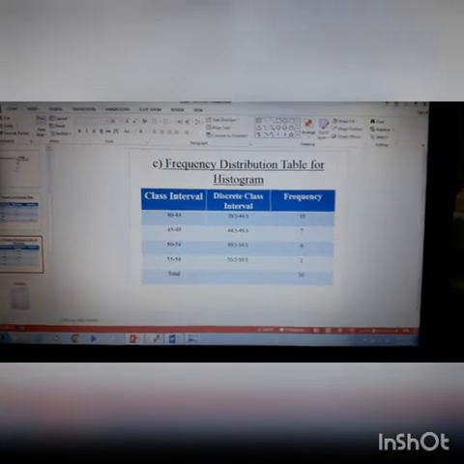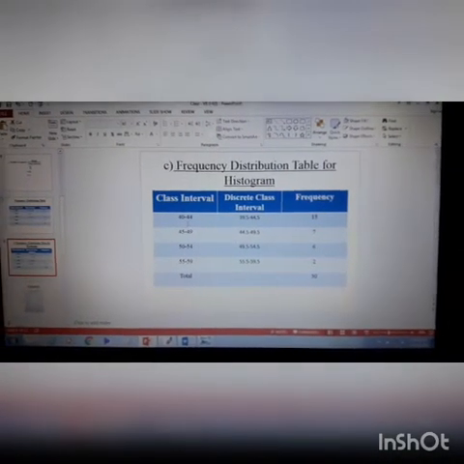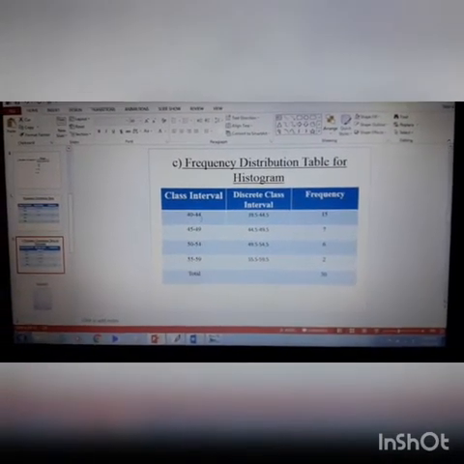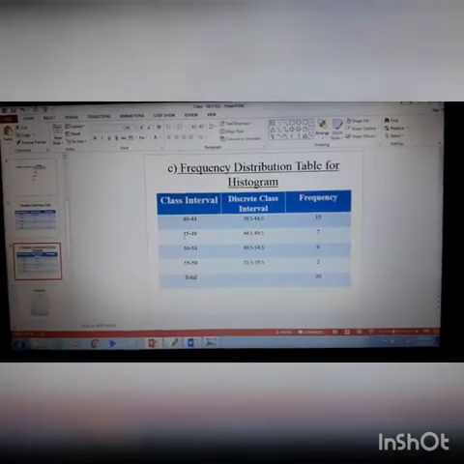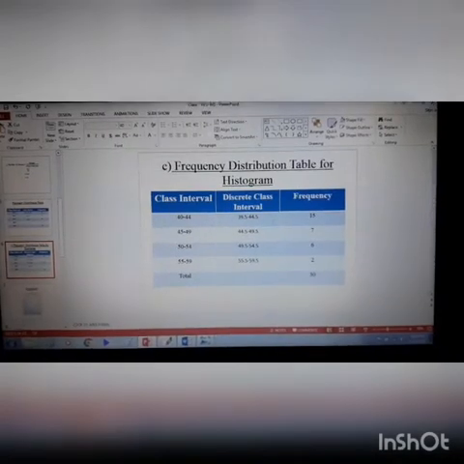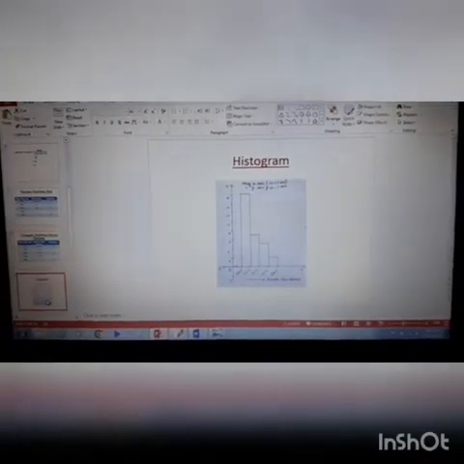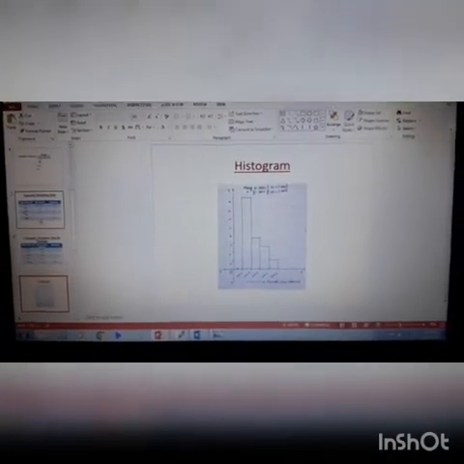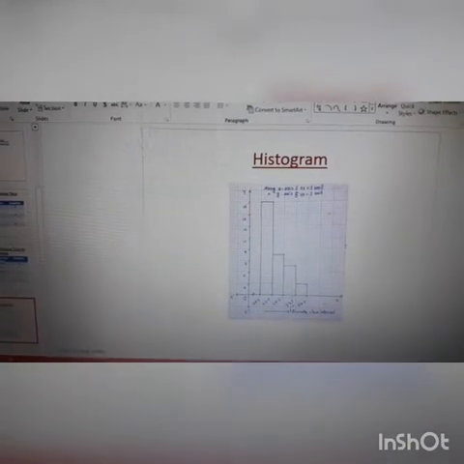That is why when the upper limit of a class and the lower limit of the next class are not the same, we make that type of table. Now, using the table, we will draw a histogram. Dear all, this is the required histogram.